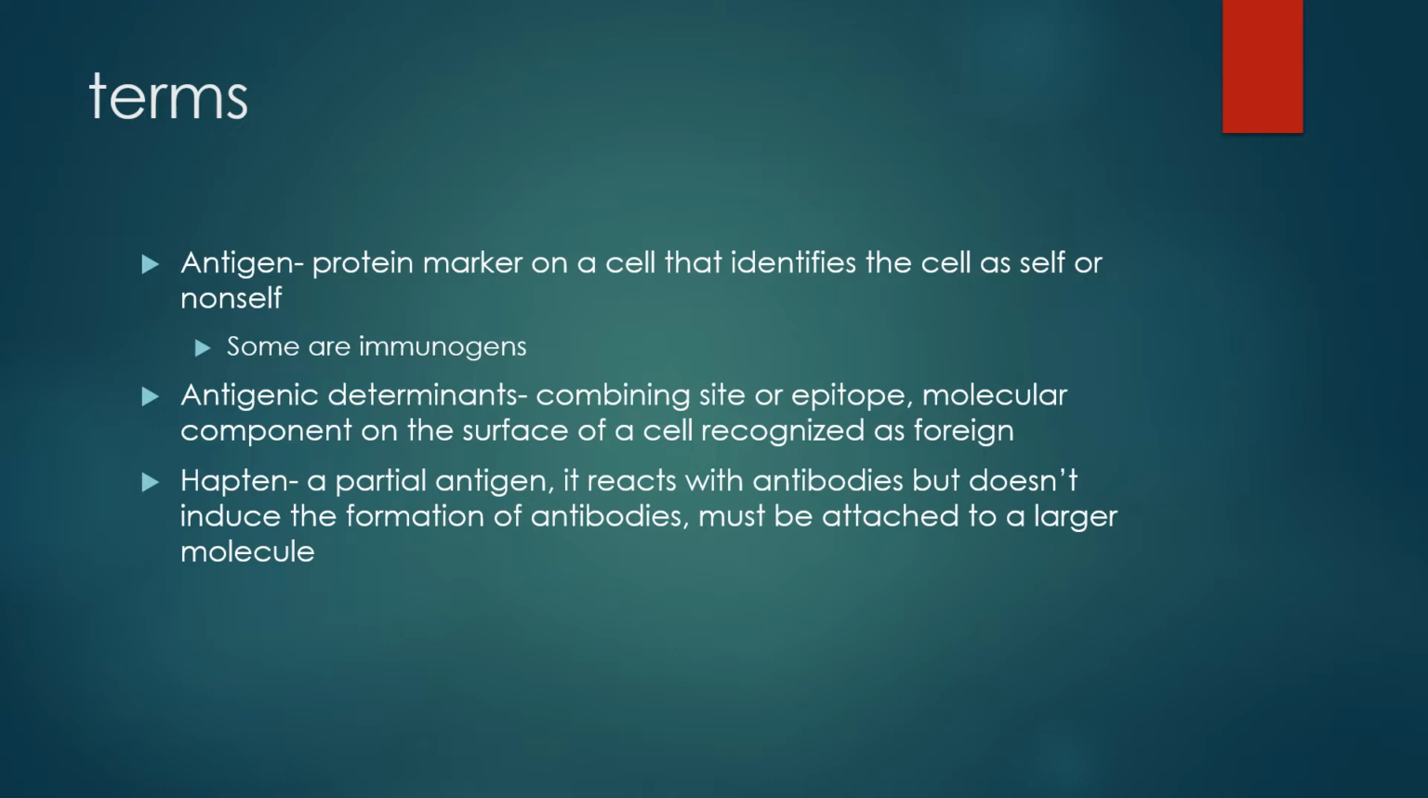A hapten can attach itself to a larger molecule and act like an antigen. Some examples of haptens are urushiol, which is a toxin from poison ivy, and hydralazine, which is a blood pressure lowering drug. Those are two examples of haptens.